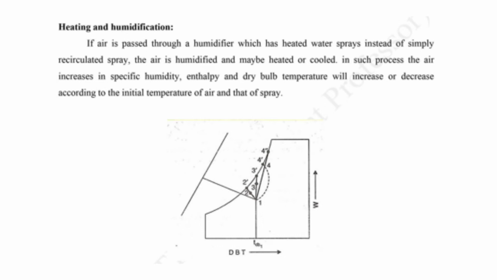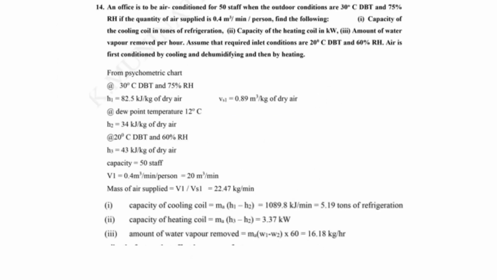The enthalpy and dry bulb temperature will increase or decrease according to the initial temperature of the air and that of the spray. Here, the psychrometric chart also provides the heating and humidification values by dry bulb temperature with respect to enthalpy. From the meeting point, we can find the remaining values in the heating and humidification process. So this is the problem where we can find the capacity of the heating coil, the amount of water vapor removal per hour, the capacity of the cooling coil in tons of refrigeration, and also the humidification and dehumidification values of air.